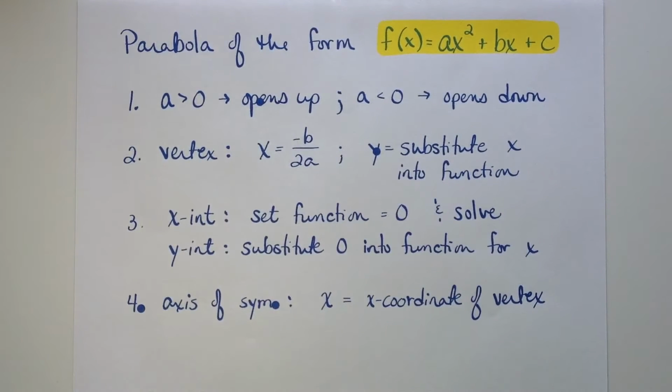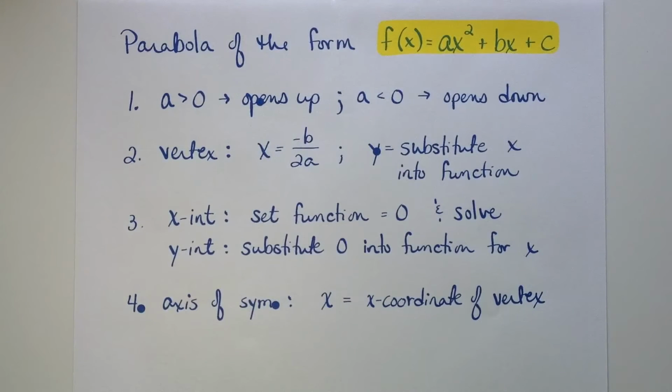We're also going to find x and y intercepts, which is something you've done many times before. To find an x-intercept, you substitute 0 in for y, which means you're going to end up setting the function equal to 0 and solving it. To find a y-intercept, you're going to substitute 0 into the function for x.